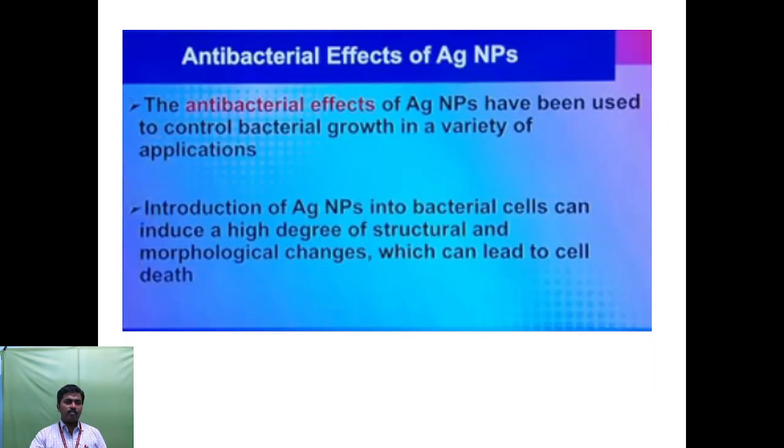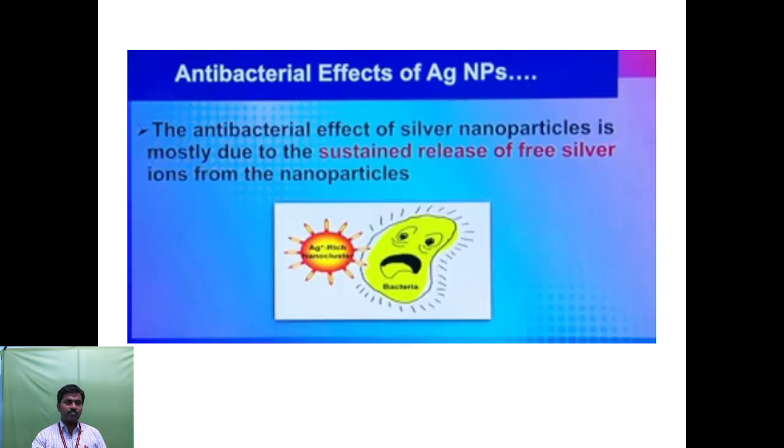Antibacterial effect of silver nanoparticles. Silver nanoparticles have been used to control bacterial growth in a variety of applications. Introducing silver nanoparticles into the bacterial cell can induce a high degree of structural and morphological changes which can lead to cell death. The antibacterial effect of silver nanoparticles is mostly due to the sustained release of free silver ions from the nanoparticles.